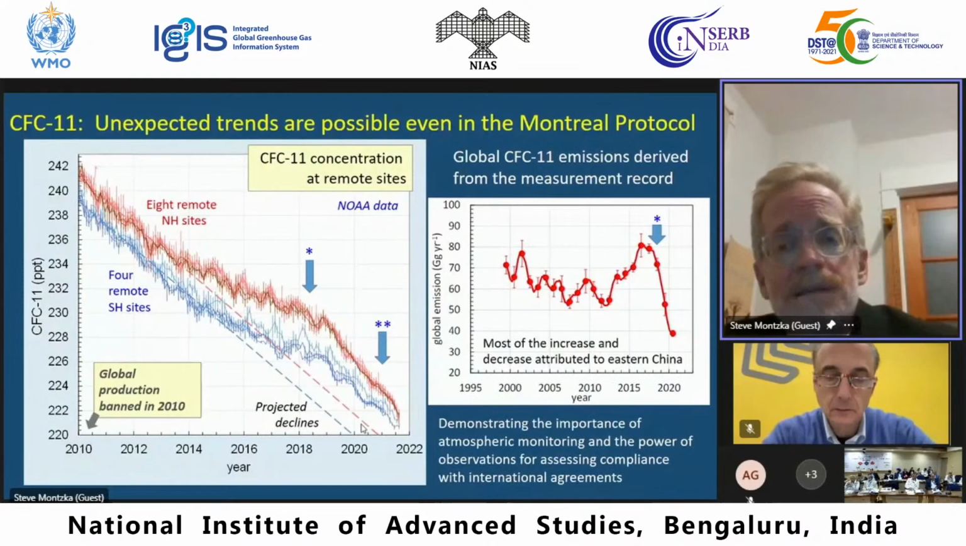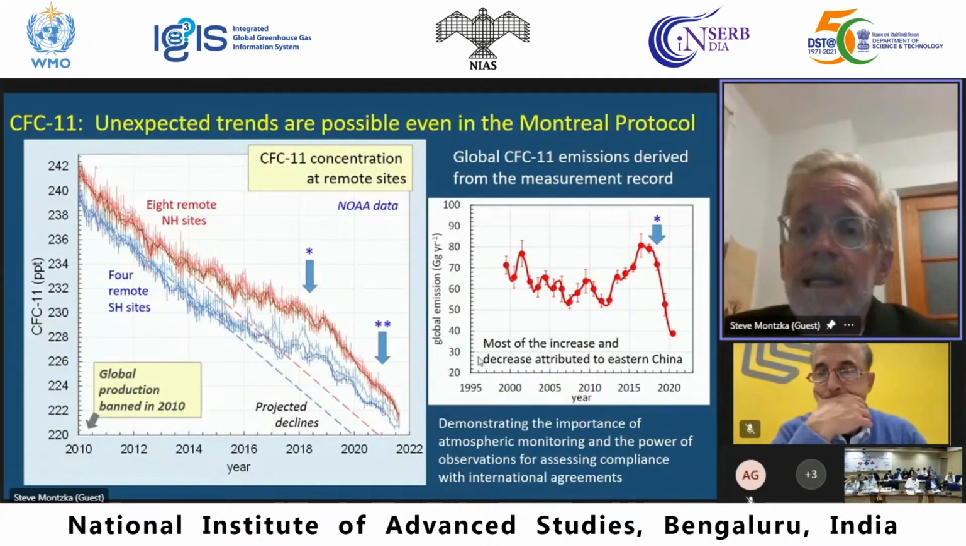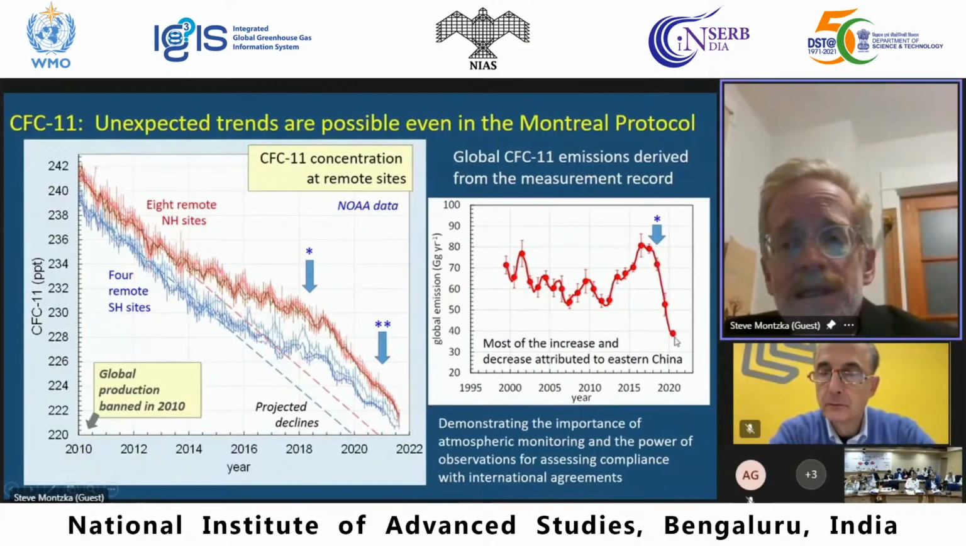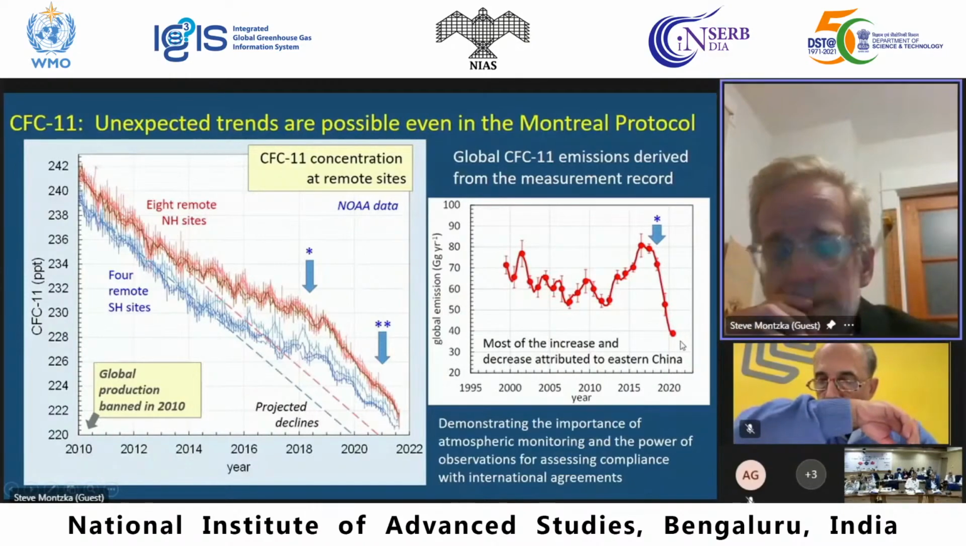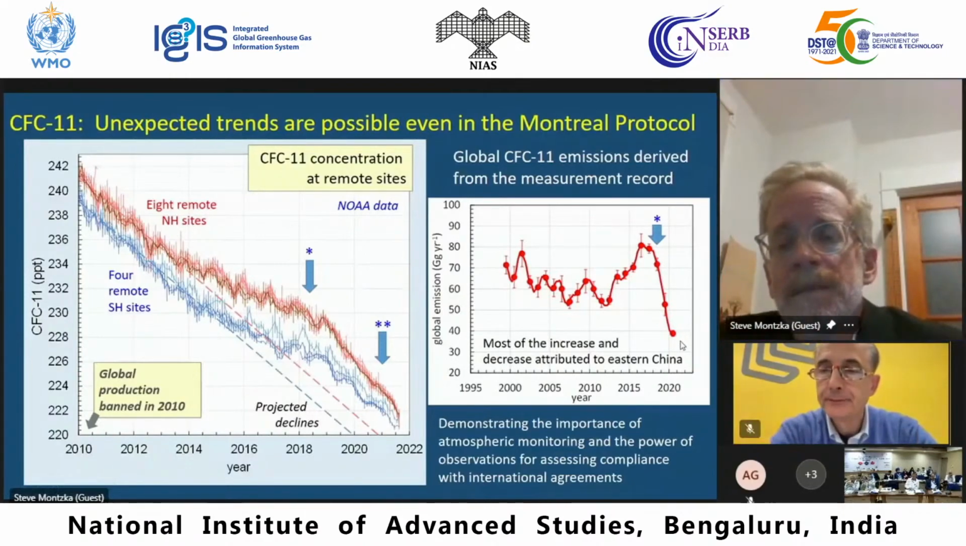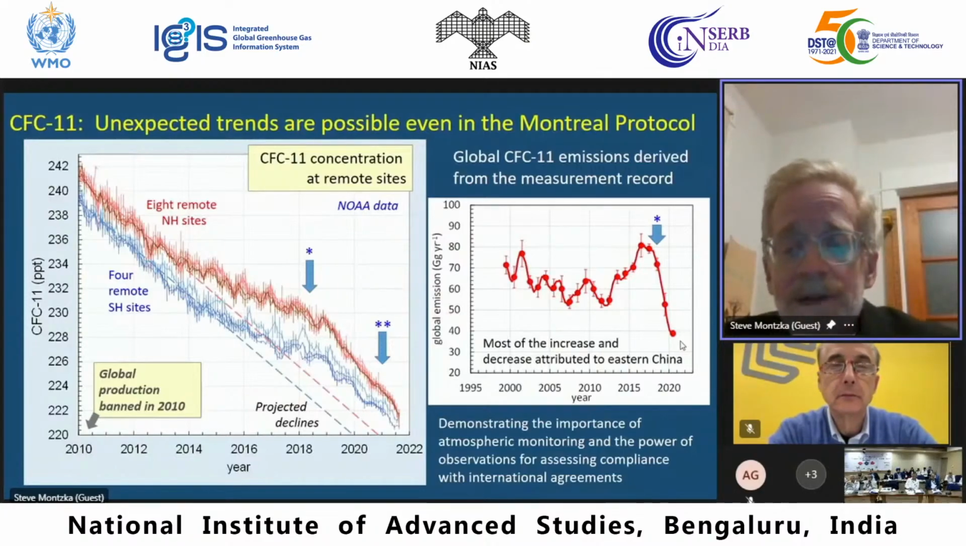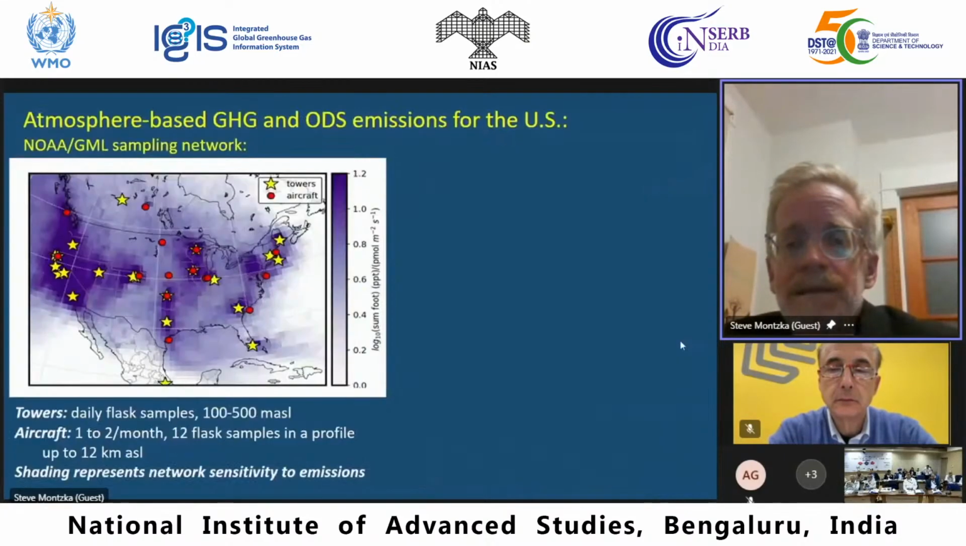This is a picture of the emissions derived from these global trends. We can see that they were increasing unexpectedly after 2010, and in more recent years, they've declined quite a bit more rapidly. And once again, thinking of this example, I think it demonstrates the importance of atmospheric monitoring, the power of observation for assessing compliance with international agreements in concert with the inventory-based accounting methods.